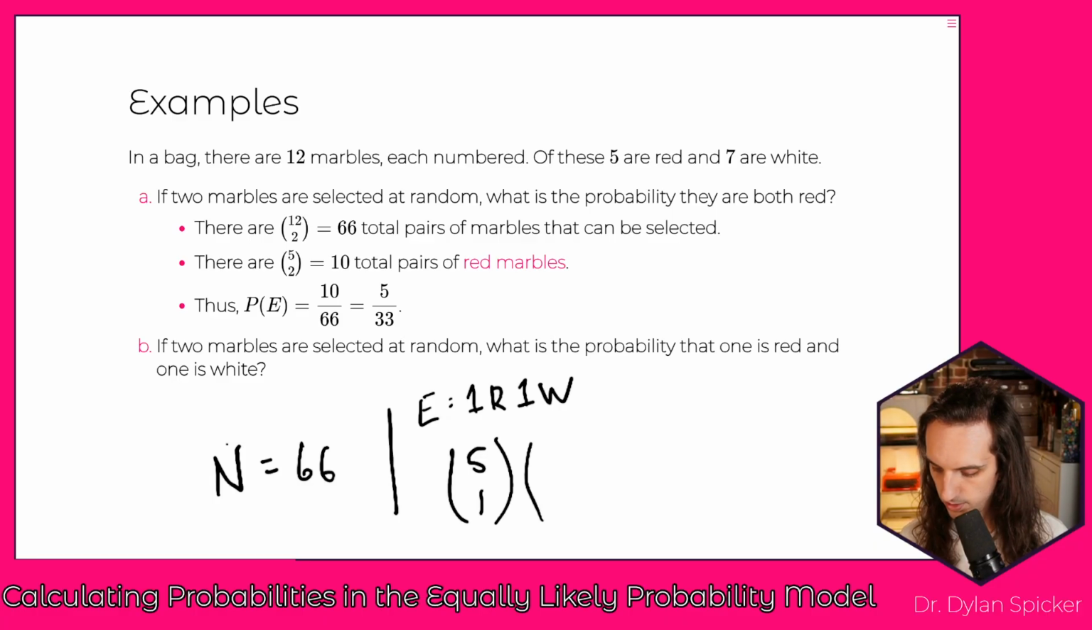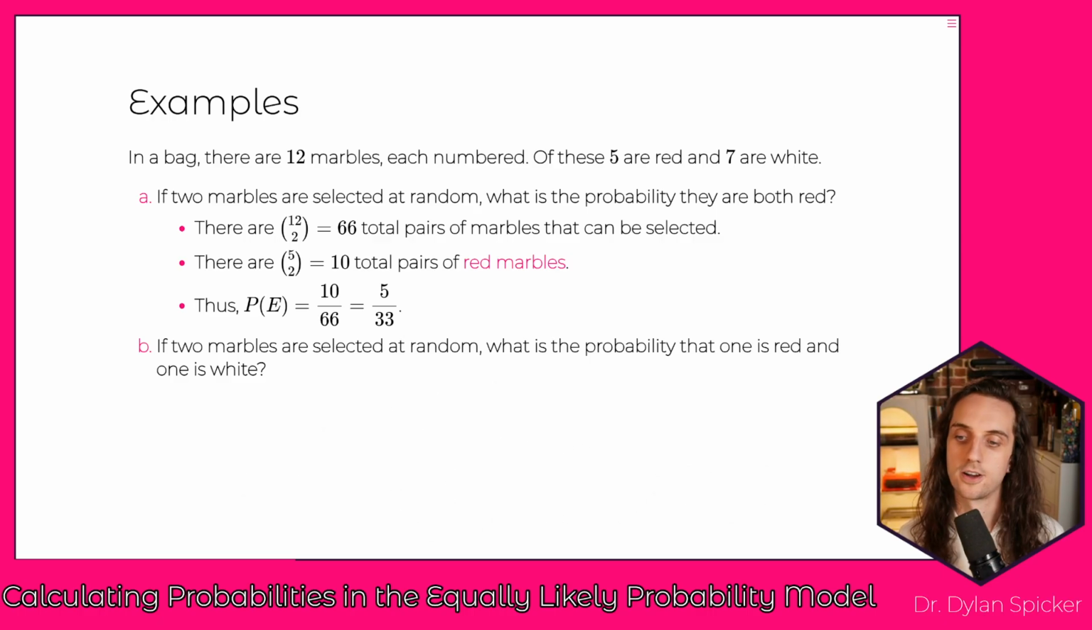Of the 7 white marbles, we want to choose 1 of them. And if we multiply those things together, that gives us the number of ways we can choose each of those. And that is ultimately going to equal 35. Okay, but so we can walk through this argument again.